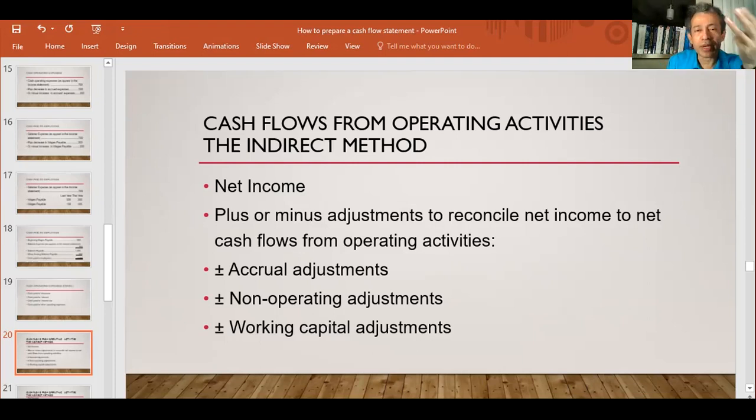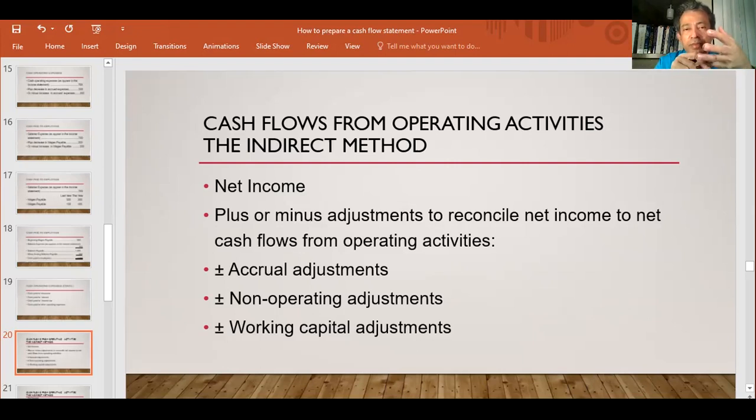So remember three adjustments for net income. I think I was speaking very fast. Too excited about cash flow statements. Net income, make three major adjustments. One is called accrual adjustment, which means non-cash items must be added or subtracted: non-cash incomes subtracted, non-cash expenses added back.